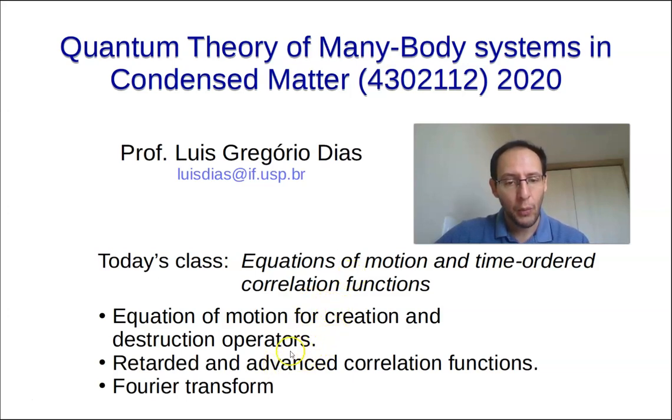And then we're going to cover retarded and advanced correlation functions, these time-ordered correlation functions that I mentioned before, and how to do the Fourier transform of them. These are all topics that are going to be important when we start to study Green's functions, time-ordered Green's functions, for instance. All right, so let's go right in.